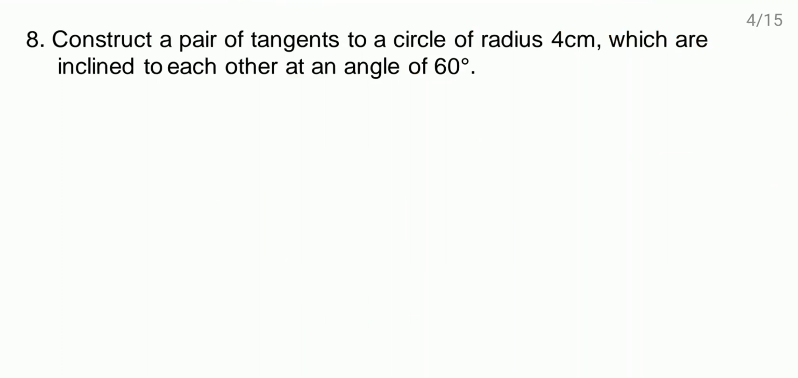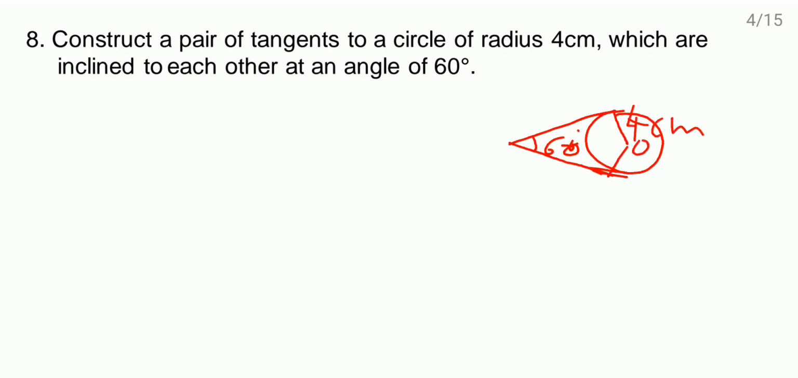It is about construction. Construct a pair of tangents to a circle of radius 4 cm, which are inclined to each other at an angle of 60 degrees. Correct? Just see the rough figure here. I'll show you. They are saying this one is a circle here, and here 2 tangents are there from the exterior point, and they are inclined to each other at an angle of 60 degrees. Here. See, and the radius of the circle is 4 cm.